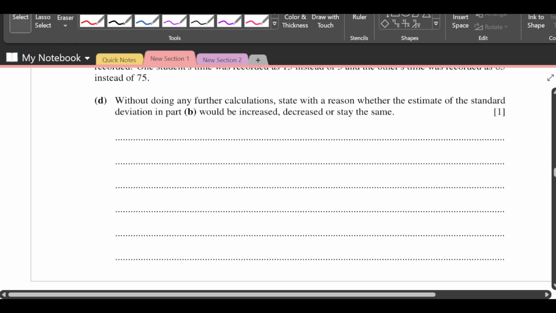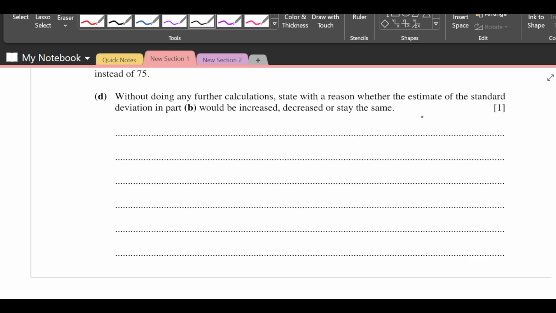So here, without doing any further calculation, state the reason whether the estimate for standard deviation in part B would increase, decrease, or stay same. So here we can say that it stays same because data is in the same interval. It stays same. Why? Data in same interval. So as the data is in the same interval, we can say that there is no impact on the result.